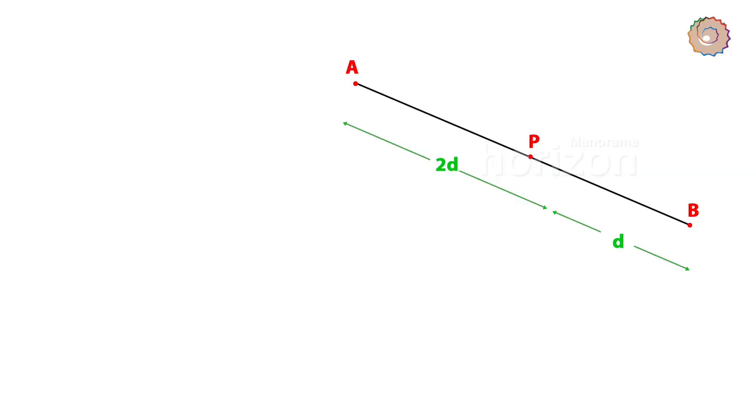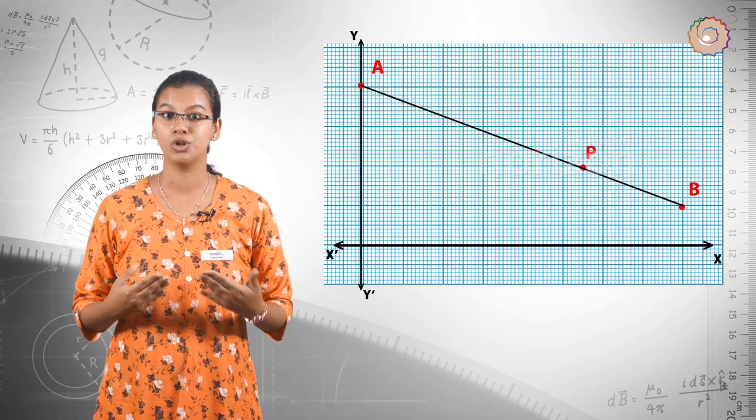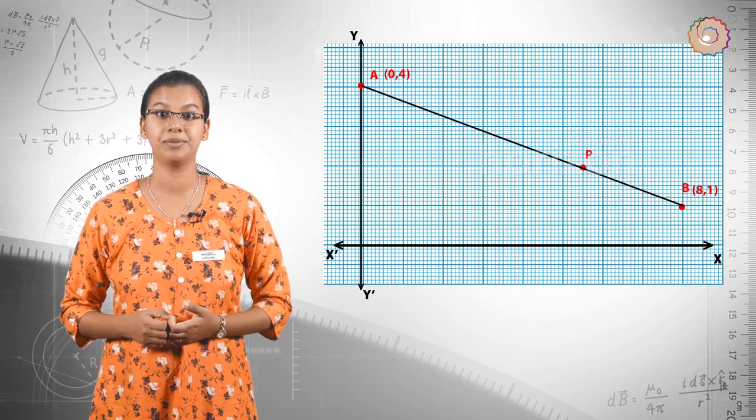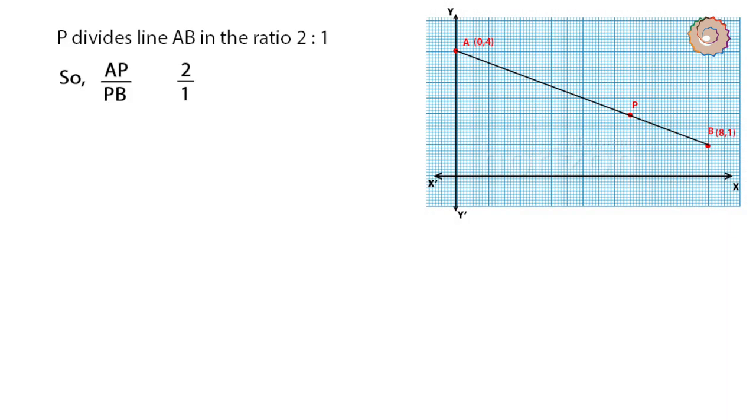Let's check it out. For example, if point P divides the line segment AB in such a way that the distance from A is twice the distance from B, that is, if P divides line AB in the ratio 2:1, so AP by PB equals 2 by 1. Considering this in the xy plane, and since we already know the positions of A and B, say (0, 4) and (8, 1) respectively, we need to find the coordinates of P in such a way that P divides line AB in the ratio 2:1.